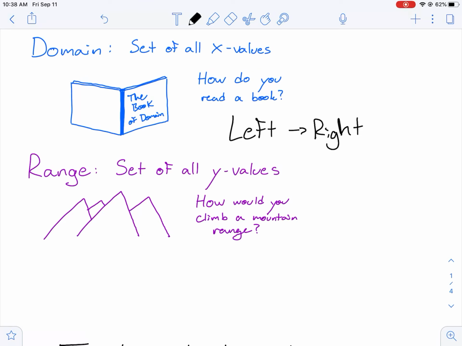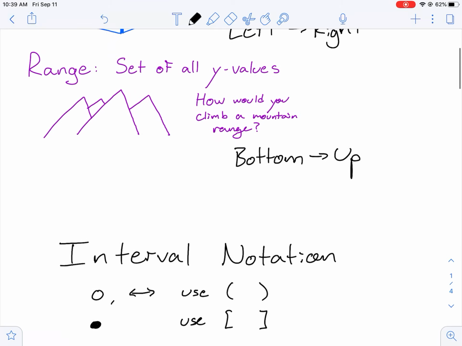So think of a mountain range, right? How would you climb a mountain? You would start at the bottom and work your way up. You can't start at the top and go down. That's not climbing a mountain. That's cheating. So that's domain and range.